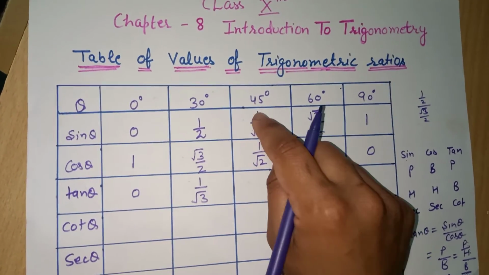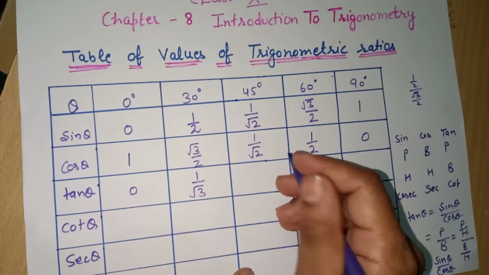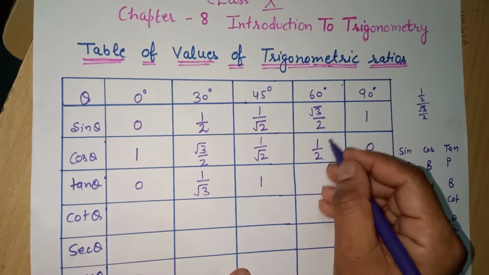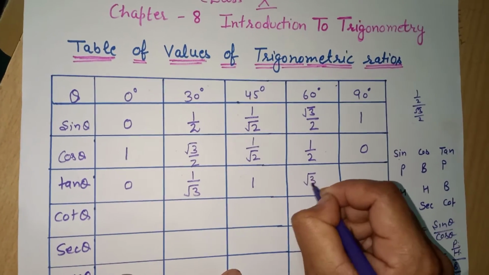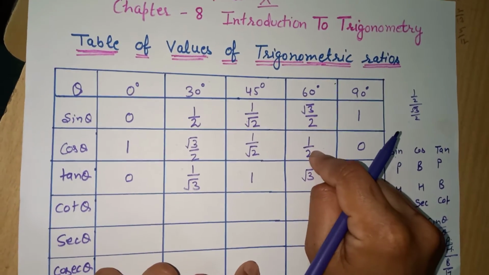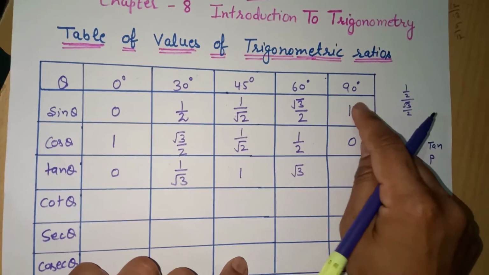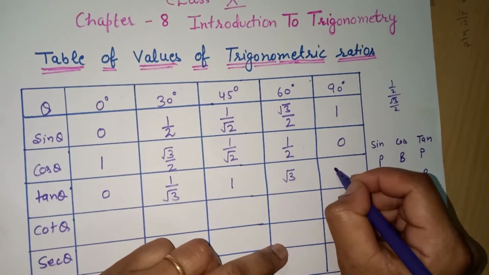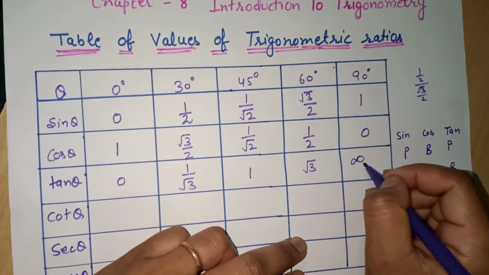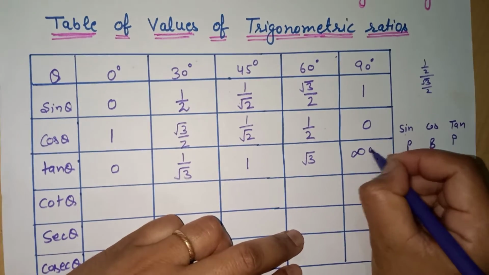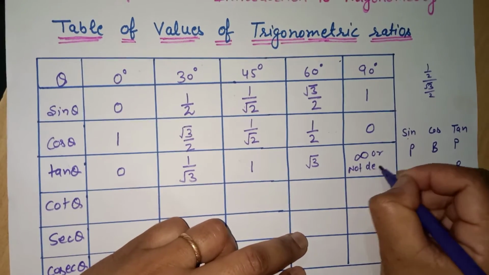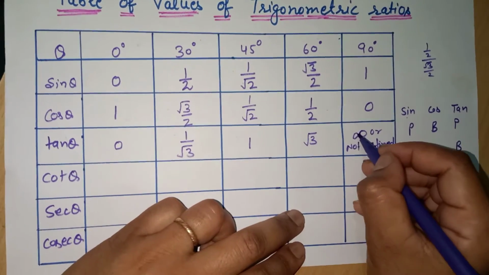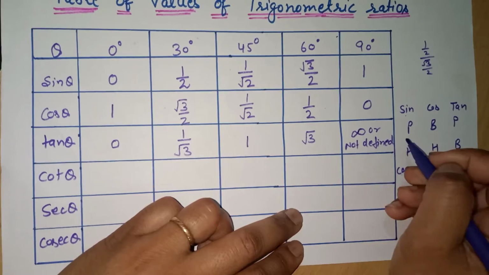1 by under root 2 upon 1 by under root 2 will be equal to 1. Under root 3 by 2 and 1 by 2 is equal to square root of 3. When you divide under root 3 by 2 with 1 by 2, you will get under root 3, and 1 divided by 0 is not defined. So we will write here infinity. This sign is called infinity, or you can also write it as not defined, as in your notebook, in your school book. So you can write it here infinity or not defined.